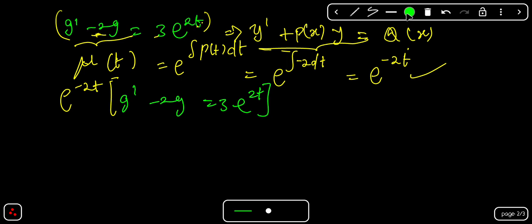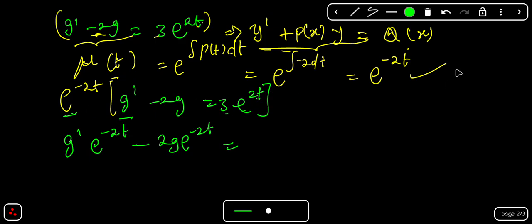Now, if we do that, e raised to the power of negative 2t multiplied by g prime, so we are going to have g prime e raised to the power of negative 2t, then minus e raised to the power of negative 2t multiplied by minus 2g, so we have minus 2g e raised to the power of negative 2t, which is equal to, now, 3 e raised to the power of 2t multiplied by e raised to the power of negative 2t.